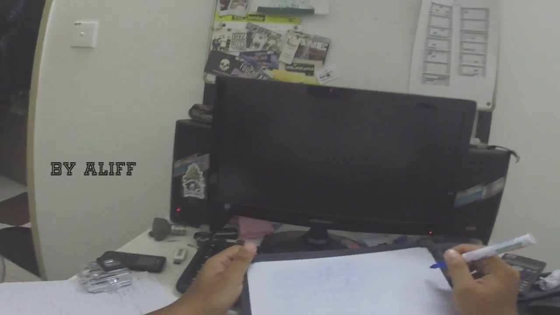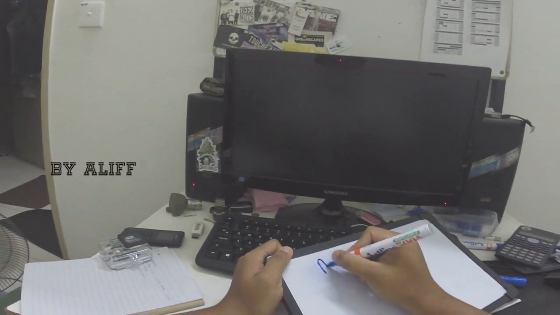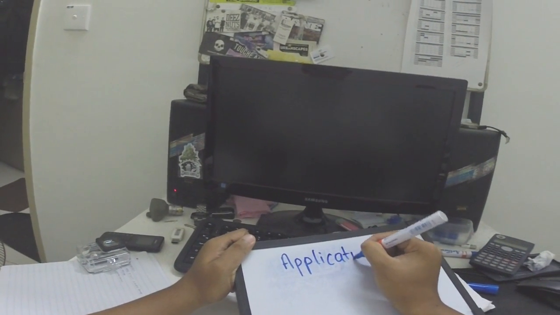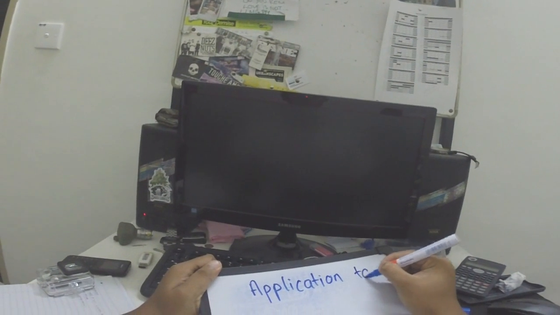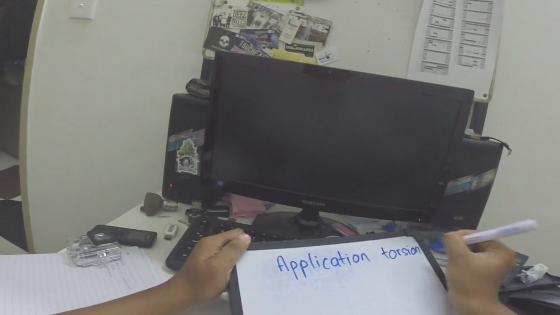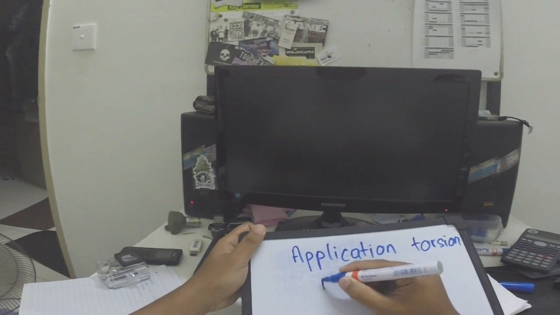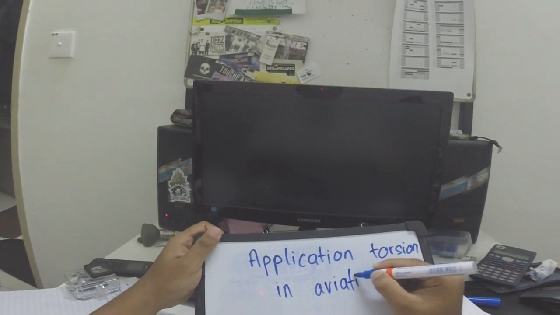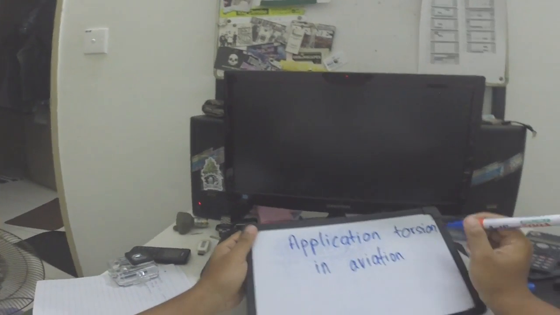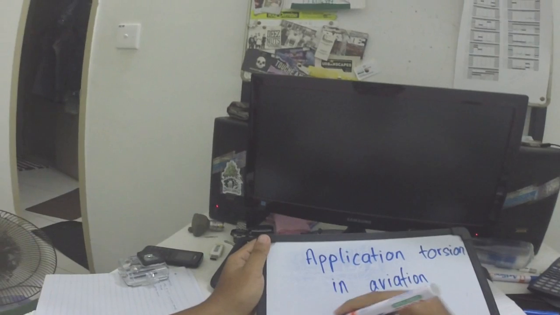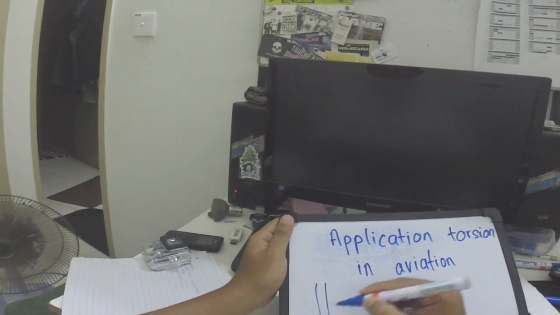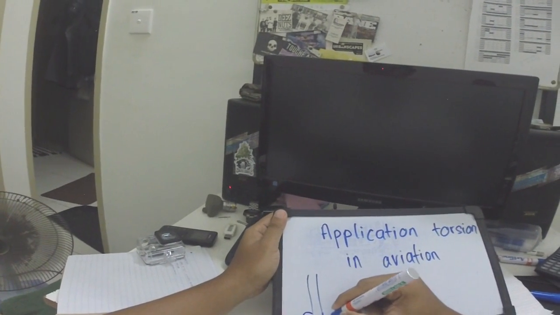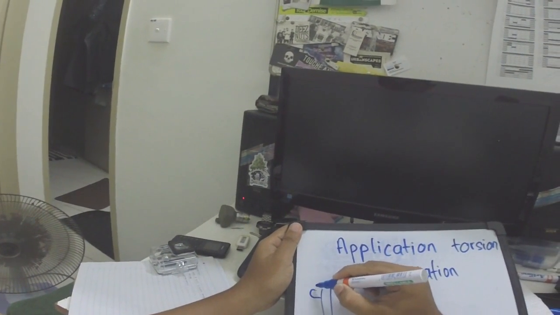Okay, I will explain about the application of torsion in aviation or aircraft. As we know, torsion is like a shaft that has two torques in different directions.